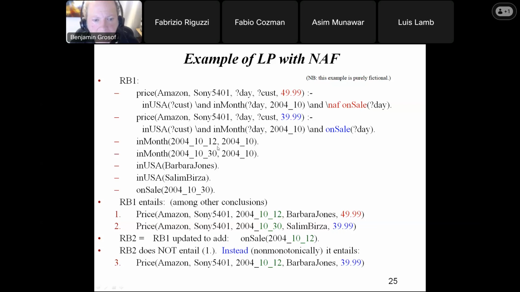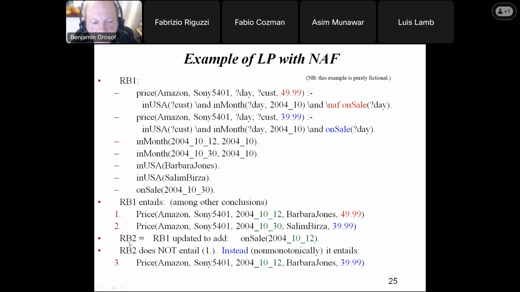And then we can think about some facts about a particular couple of days in that month, say the 12th and the 30th of October in 2004. A couple of customers, Barbara Jones and Salim Birza, who are in the US, and the 30th, say, of October is a sale day. So this set of assertions in normal LP entails, among other conclusions, that the price for the widget for Barbara is 49, whereas the price for Salim is 39, because for Barbara we were talking about the 12th of October, whereas for Salim we were talking about the 30th.